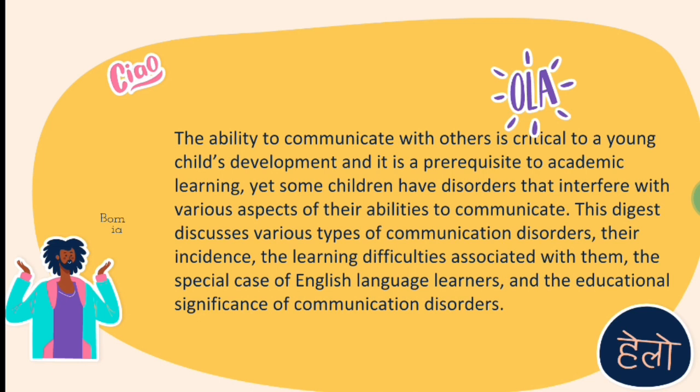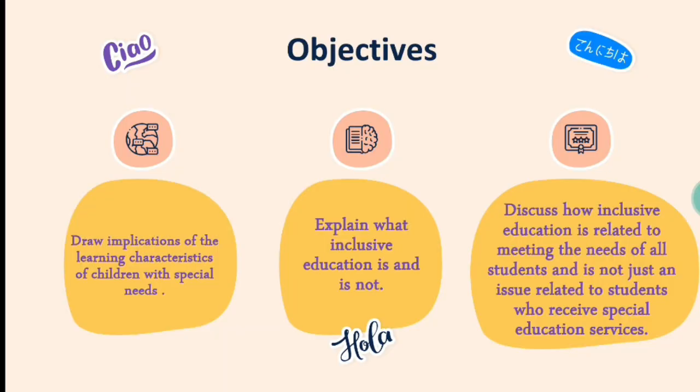But before we proceed to our formal discussion, let us first know our objectives. First, draw implications of the learning characteristics of children with special needs. Second, explain what inclusive education is and is not. And lastly, discuss how inclusive education is related to meeting the needs of all students and is not just an issue related to students who receive special education services.